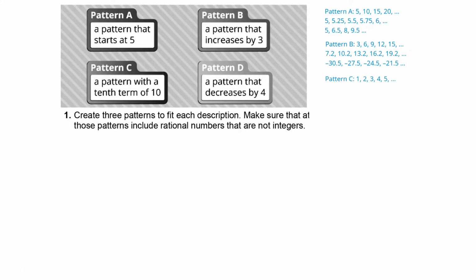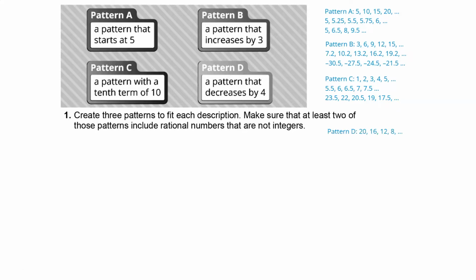Pattern C could be 1, 2, 3, 4, 5, and it keeps going until it hits 10. Or you could start at 5.5 and go up by half intervals, so 5.5, 6, 6.5, 7, and so on. Or you could start at 23.5 and go down by 1.5 each time: 23.5, 22, 20.5, 19, and so on.